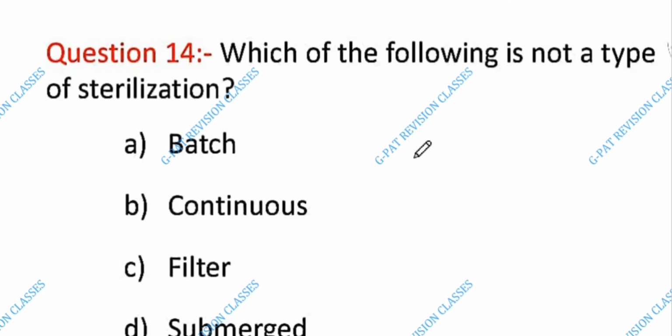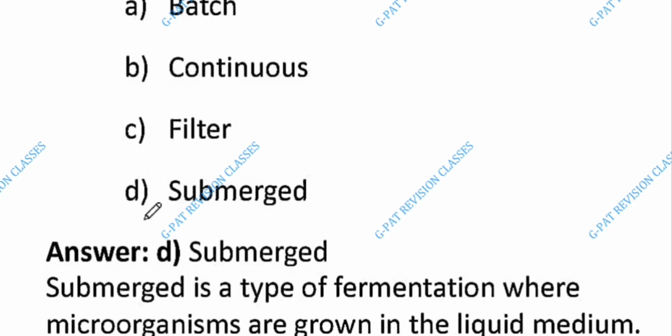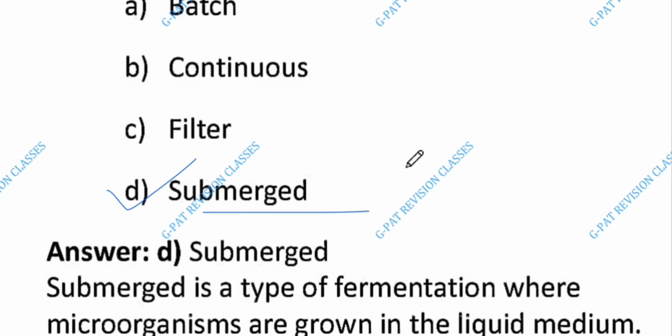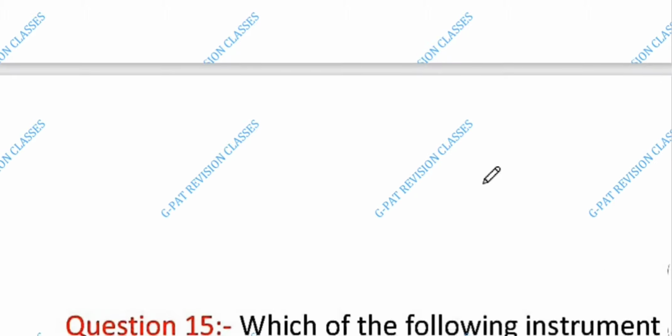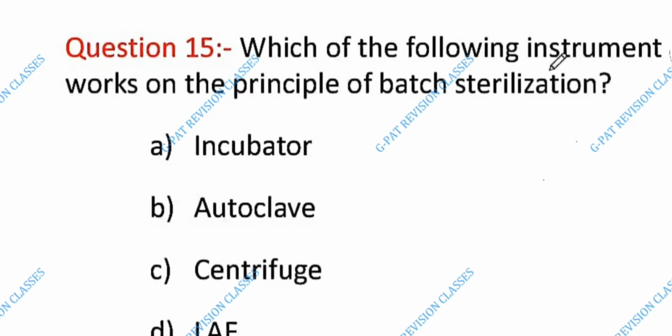Next is 14 question number. Which of the following is not a type of sterilization? The answer is D. Submerged. Submerged is a type of fermentation where microorganisms are grown in liquid medium. The answer is D. Next is 15 question number. Which instrument works on the principle of batch sterilization?